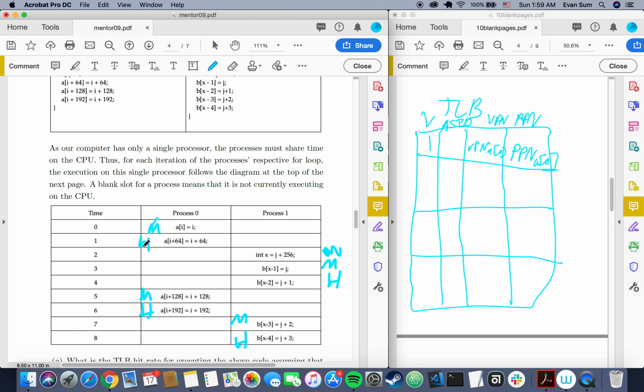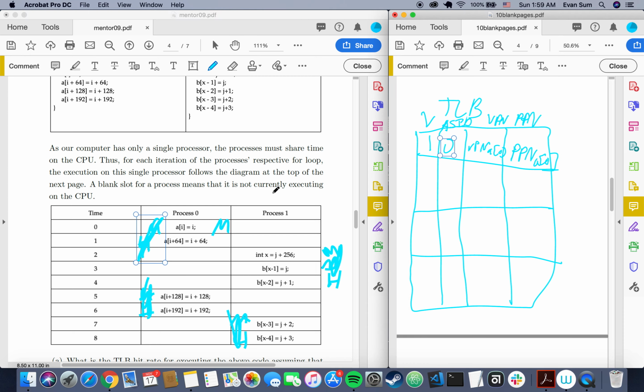Okay. So ignore these, ignore these, ignore these, and ignore these. We know that the first one we're going to miss because obviously we started out cold and we have nothing. Now this is going to match, let's say, process 0. Let's go over here and look for that A page, and that A page is going to exist, right? We just pulled it in. So, of course, we're going to hit here.